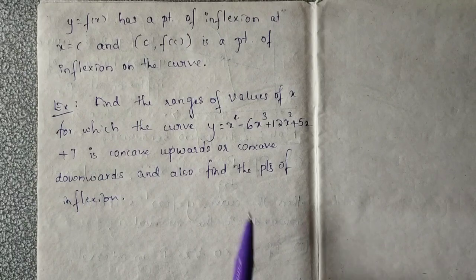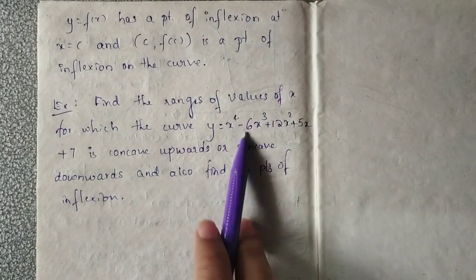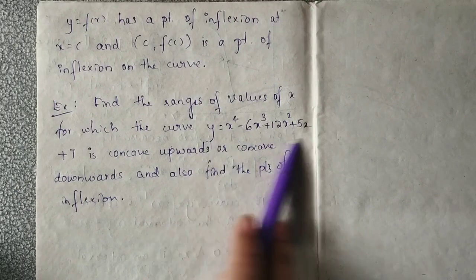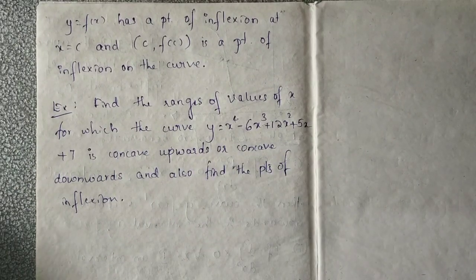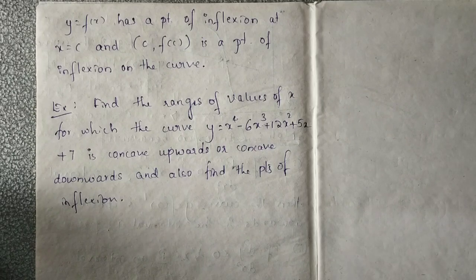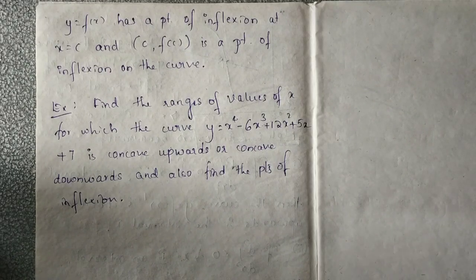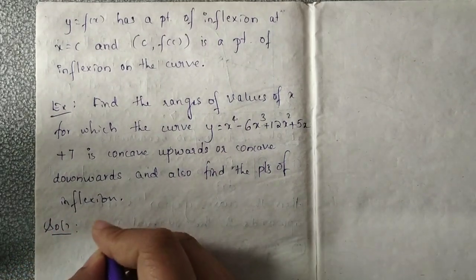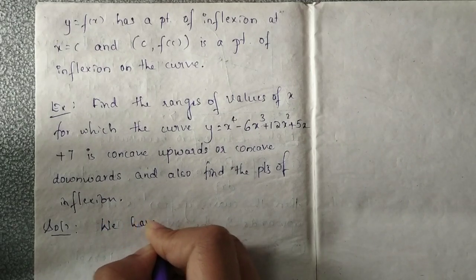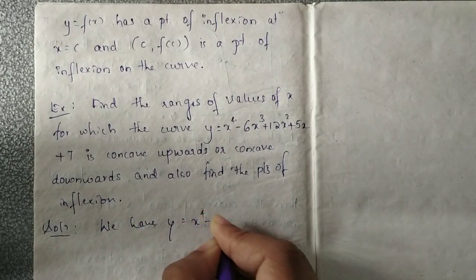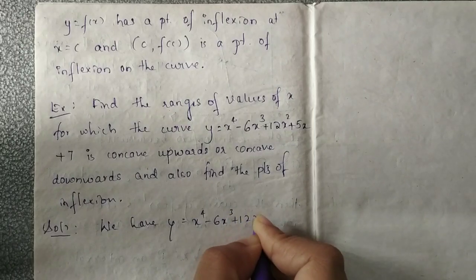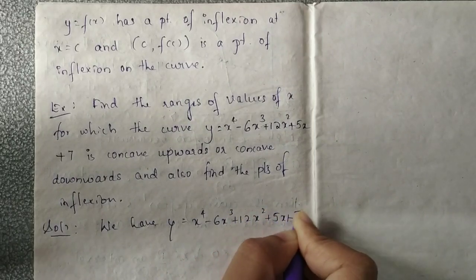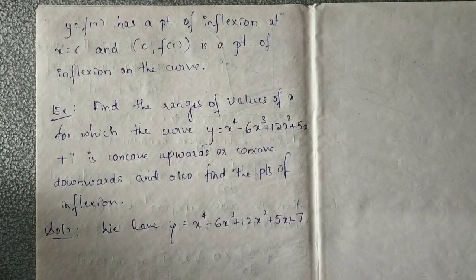Okay, this is the question. We need to find the ranges of values of x for the curve y equal to f of x, where f of x equal to x raised to 4 minus 6x cube plus 12x square plus 5x plus 7. So, let us try to solve this. The procedure is to find the concavity or the convexity of the given curve.